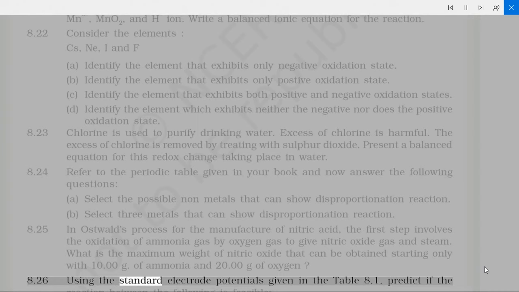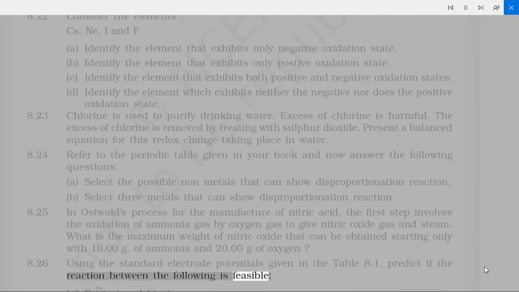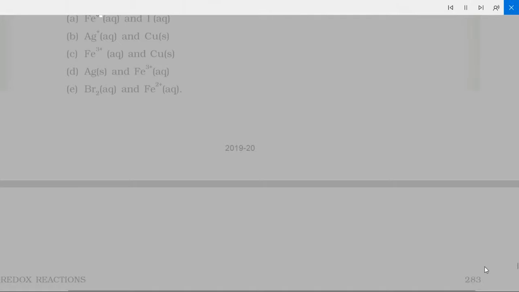8.26 Using the standard electrode potentials given in Table 8.1, predict if the reaction between the following is feasible. A. Fe3+(aq) and I^-(aq). B. Ag+(aq) and Cu(s). C. Fe3+(aq) and Cu(s). D. Ag(s) and Fe3+(aq). E. Br2(aq) and Fe2+(aq).